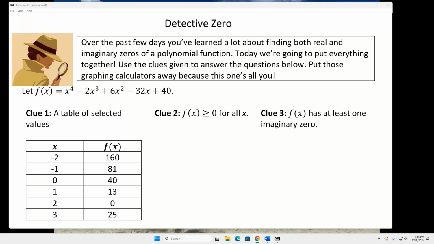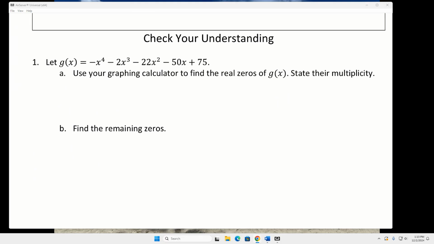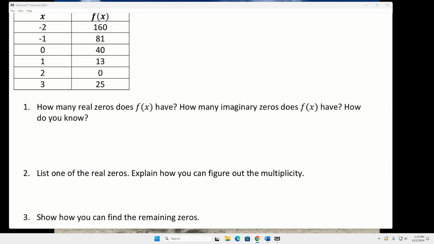Okay, so we're going to be Detective Zero. It says over the last 2 days, but it is really right before fall break, we learned things about finding real zeros and imaginary zeros of a polynomial function. And then sometimes we were given the real zeros and we verified them using synthetic division or long division. Today, we're going to be given some clues, but eventually all you're going to be given is the function, and you're going to do all of it on your own.